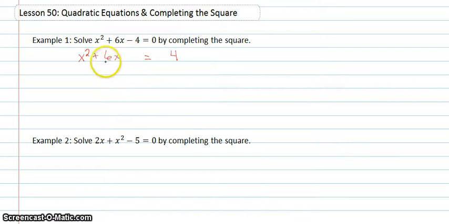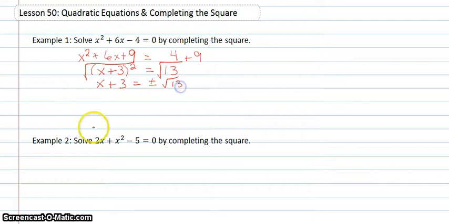And then what I need to do is take half of 6, which is 3, and I would square that to get 9. And I take that 9 and also add it to the other side. And then I can write this as x plus 3 squared equals 13. And then to get rid of the square, I would take the square root of both sides. So I'd have x plus 3 equals plus or minus the square root of 13.